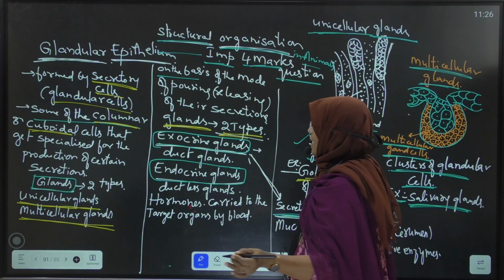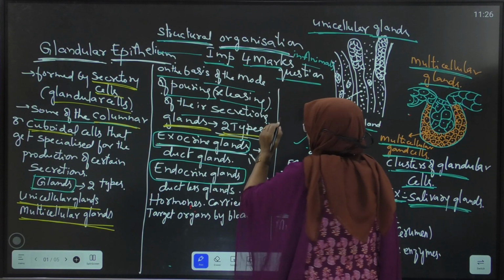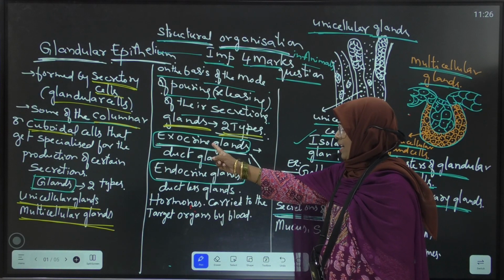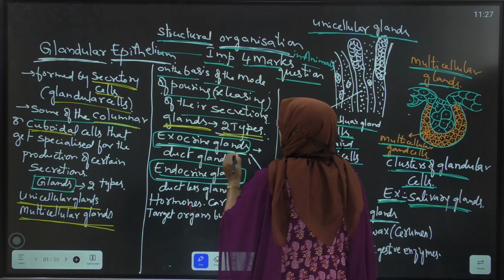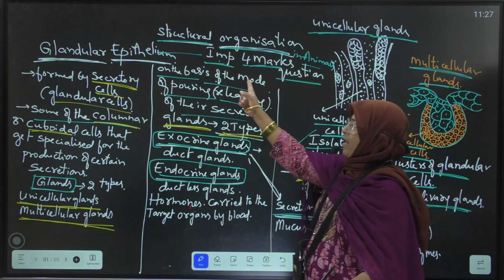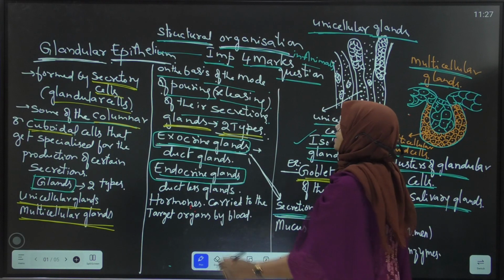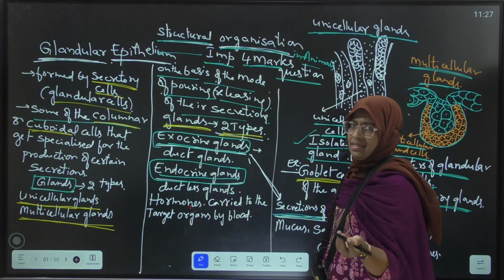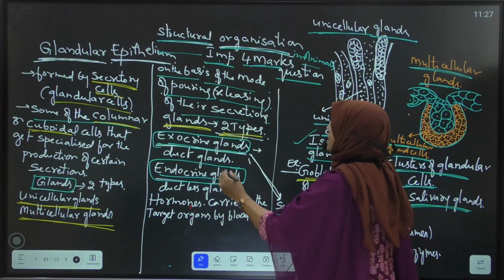Okay, next we will discuss types of glands, based on the mode of pouring or releasing their secretions. Here glands are classified into two types: exocrine glands and endocrine glands. This classification is based on the mode of releasing their secretions.